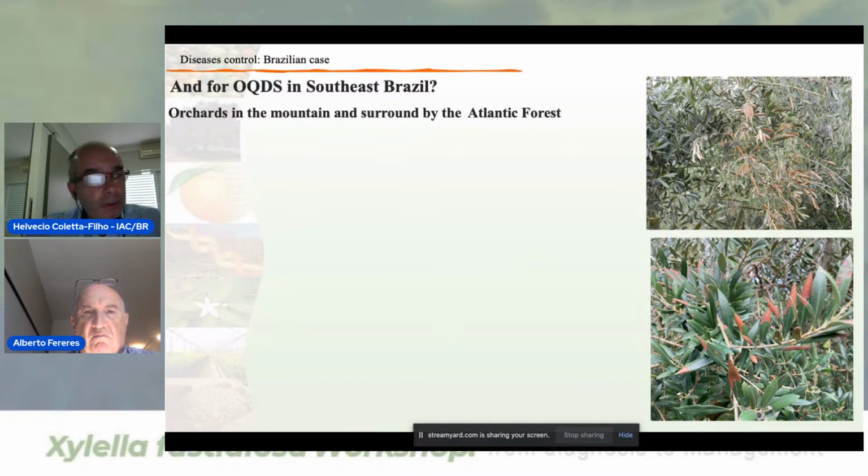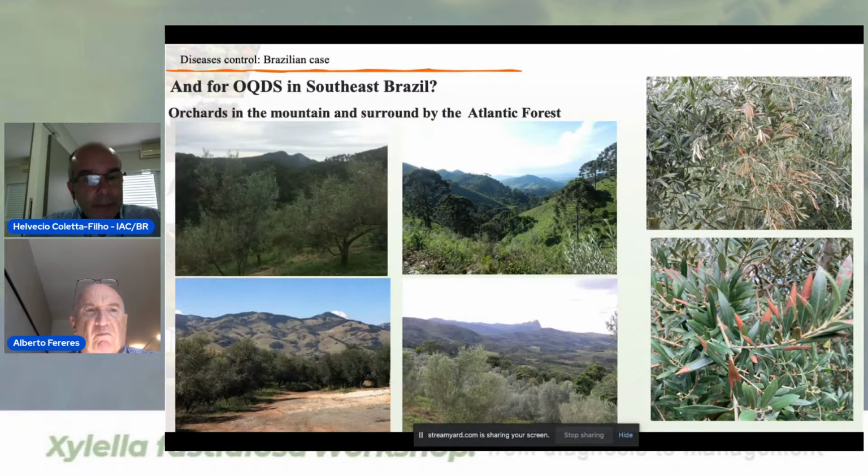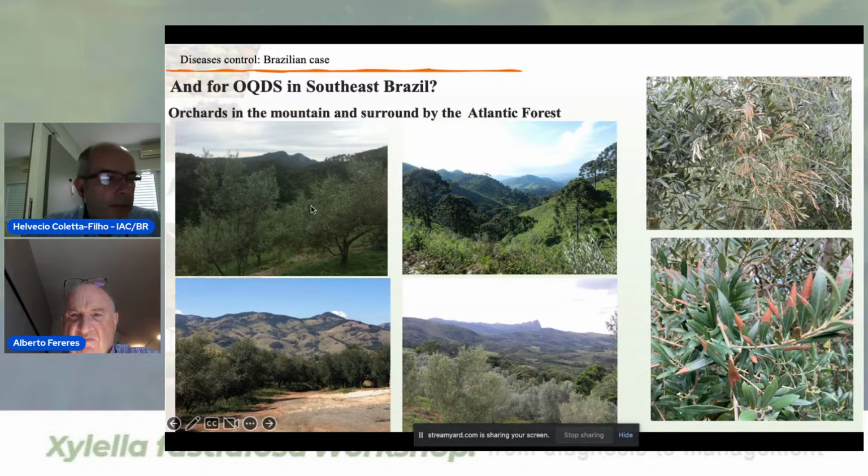Just so you have an idea, the olive plants in southern São Paulo are planted in the mountains, surrounded by the Atlantic forest, like you can see in some pictures over here. It's a great view. So you can see here the olive plants and the mountains, in different pictures and different places. And also you can see the olive quick decline symptoms in those plants.